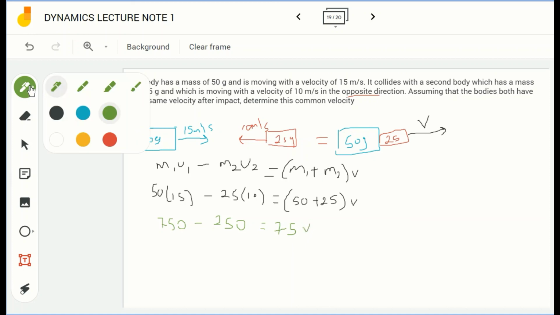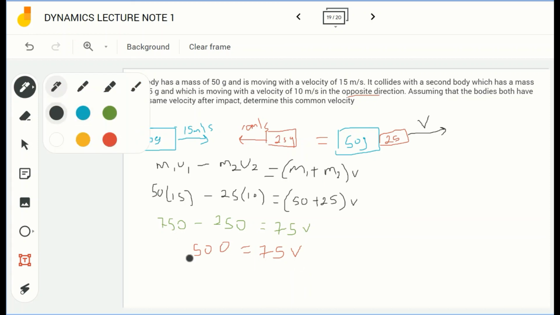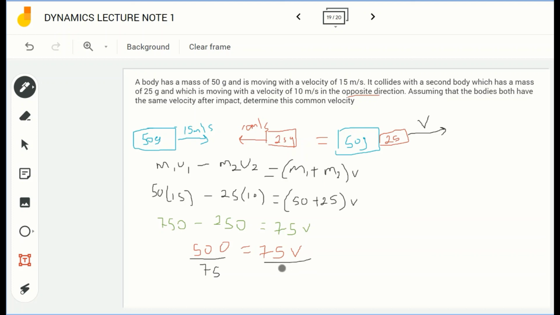All right. So we subtract this and we get 500 equal to 75V. Now to get my V, I will divide both sides by 75. So 500 over 75 and 75V over 75. This cancels this. So therefore my V, or my common velocity, is equal to 6.7 meters per second. That is our final answer.